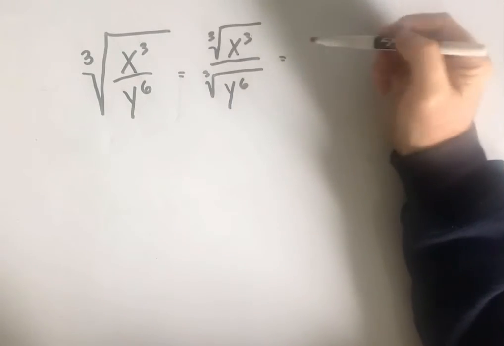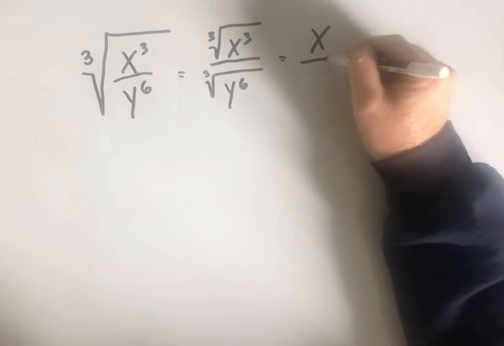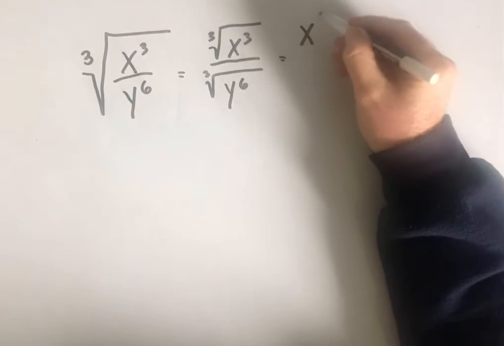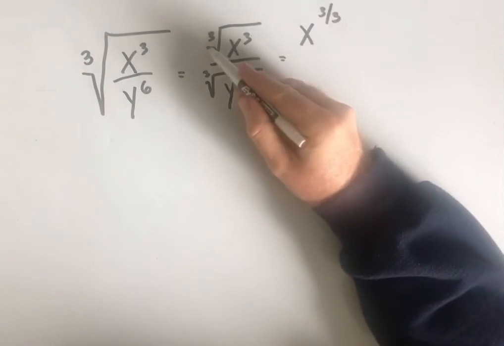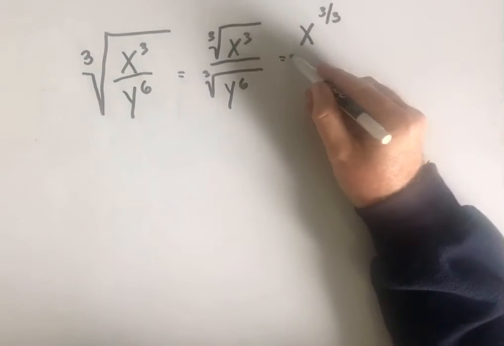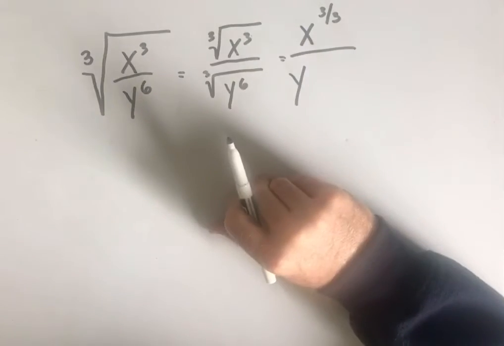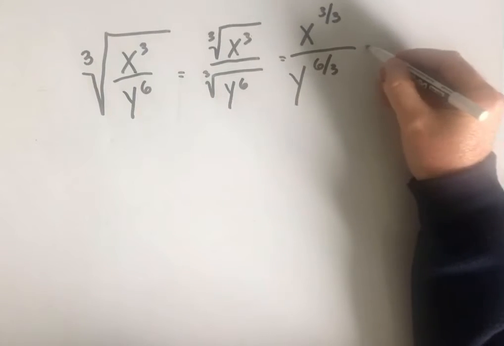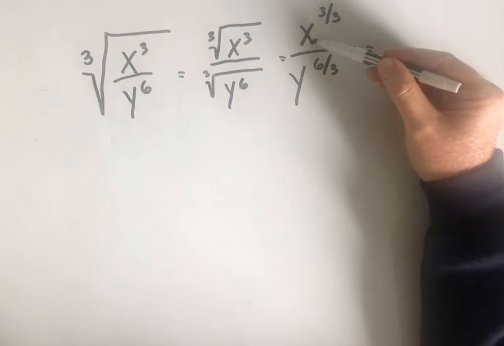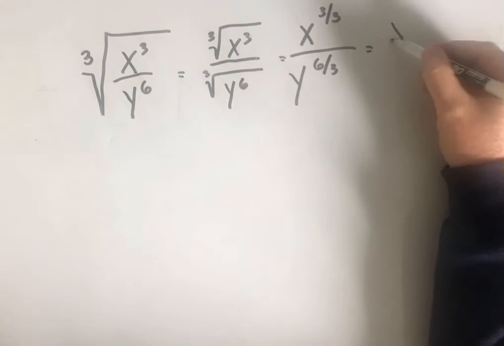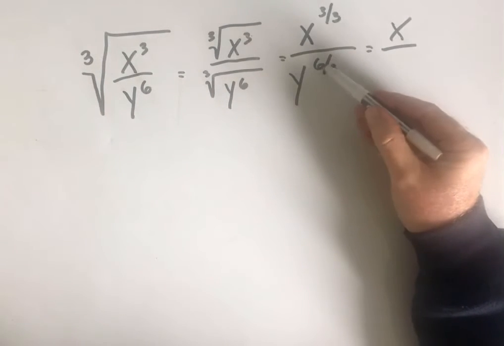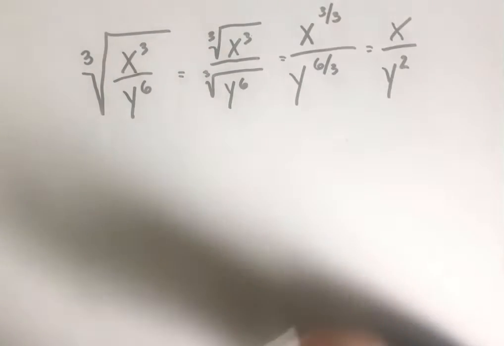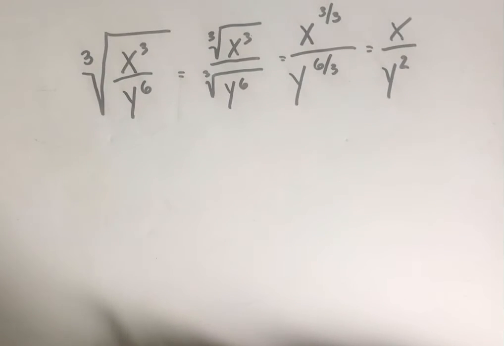Well, the 3rd root of x to the 3rd is x. Let me show you this real quick. Because it's x to the 3 over 3, right? 3rd root, 3rd power, over y, 6th power, 3rd root, right? So this is x to the 1st power, which is just x, over y to the 6 divided by 3 is 2, so it's y squared. So the answer to that one is x over y squared.